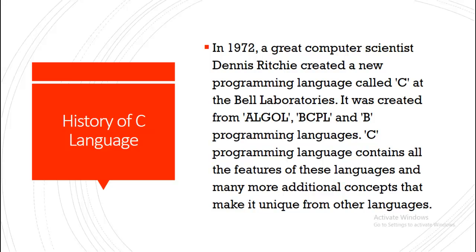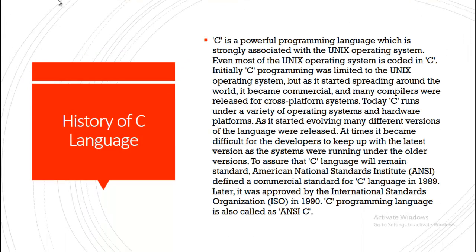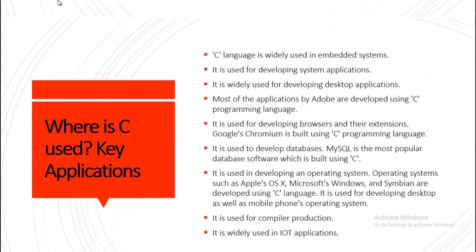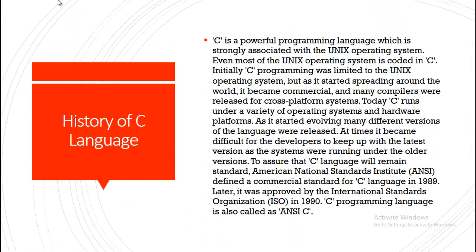C programming language contains all the features of these languages and many more additional concepts that make it unique from other languages. History of C language. C is a powerful programming language which is strongly associated with the Unix operating system. Even most of the Unix operating system is coded in C. Initially C programming was limited to the Unix operating system, but as it started spreading around the world, it became commercial, and many compilers were released for cross-platform systems. Today C runs under a variety of operating systems and hardware platforms.